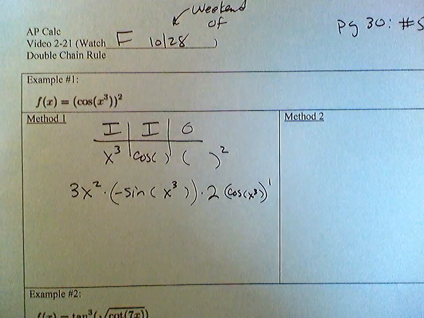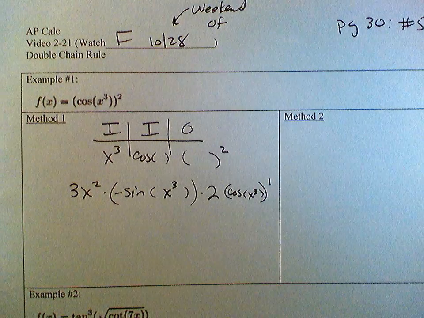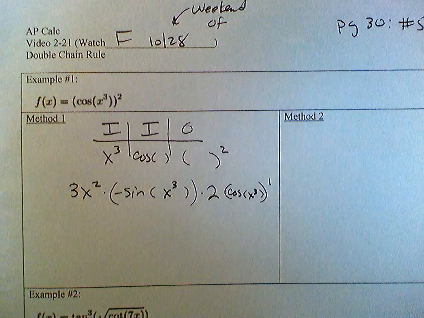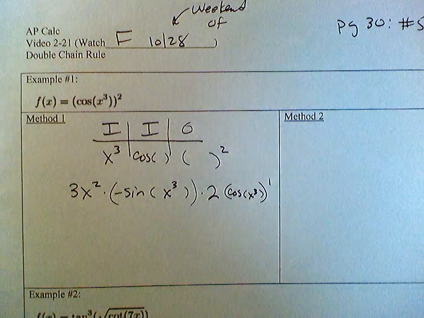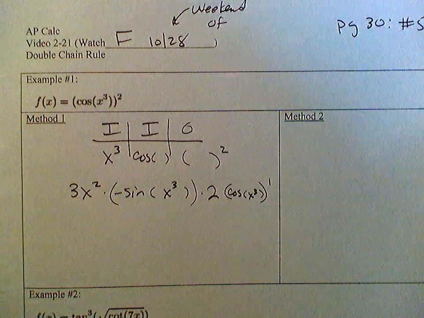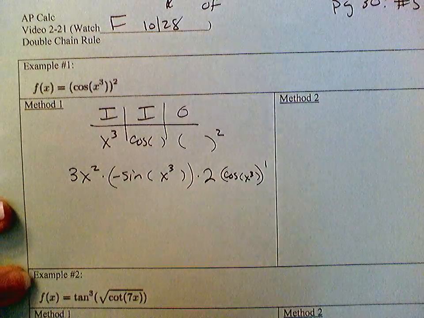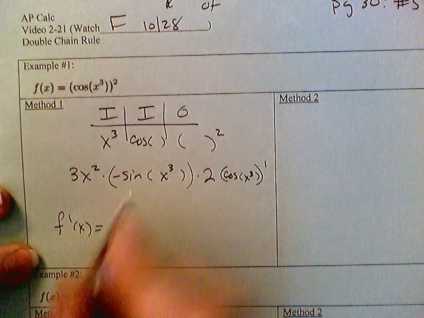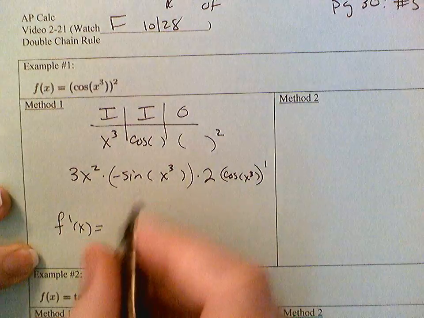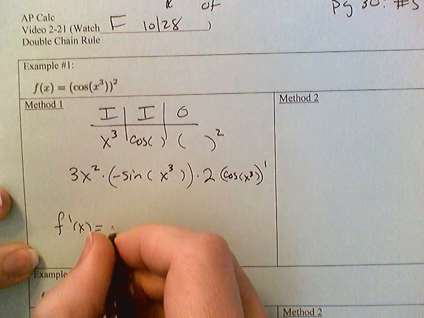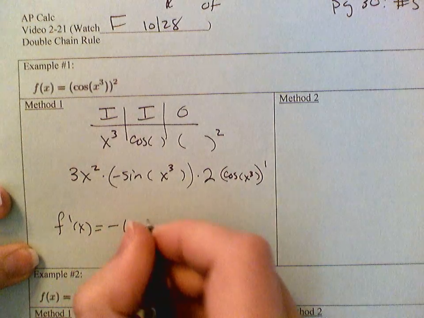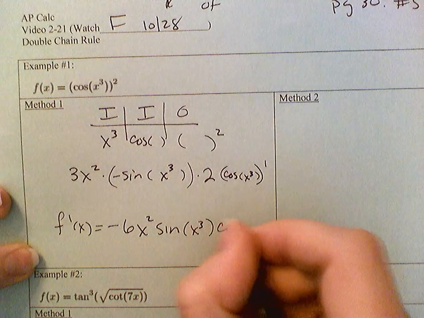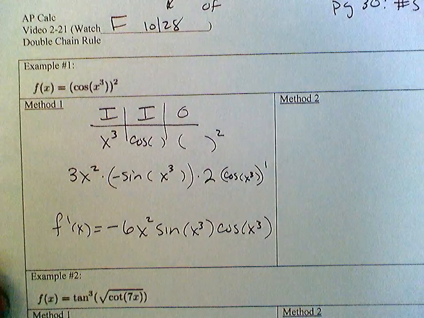I know, guys, that we've already been doing these types of derivatives in class, but I'm just putting this video in just in case it's unclear to you or you're a little bit shaky on it, maybe this will help. Okay, so f prime of x equals, I'm just going to clean it up a little bit. I've got negative 6x squared sine x to the third cosine x to the third.